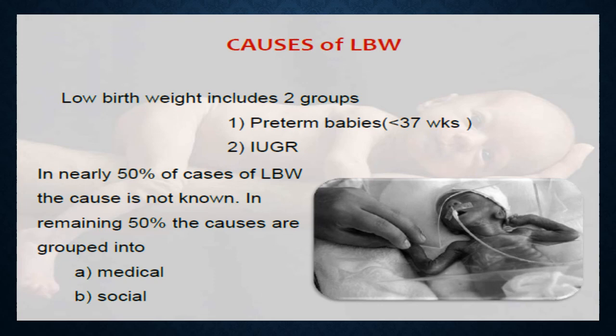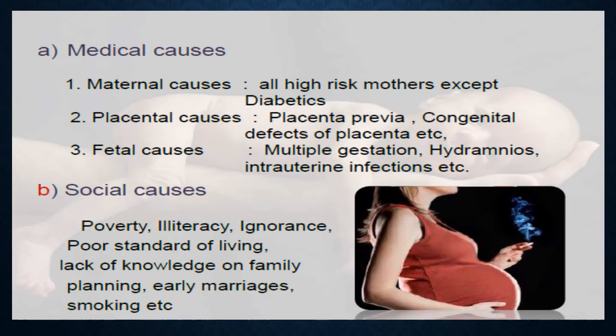In the remaining 50%, the causes are grouped into medical and social. The medical causes are mainly maternal, placental, or fetal causes, while the social causes are poverty, illiteracy, ignorance, poor standards of living, lack of knowledge on family planning, early marriages, or smoking. So this is a very important point: these are modifiable. Most of the modifiable causes are the social causes, but there are some other causes like medical disorders that can be decreased but not eliminated. So low birth weight will still be a very challenging problem in obstetrics.